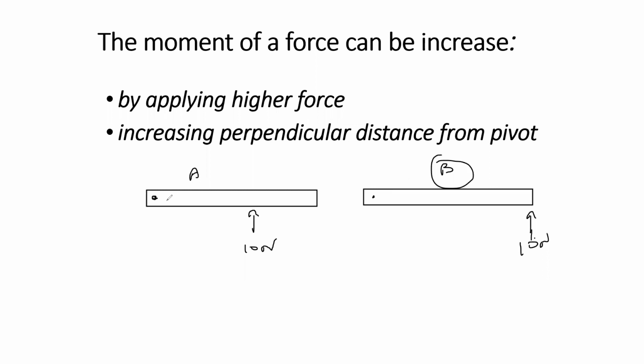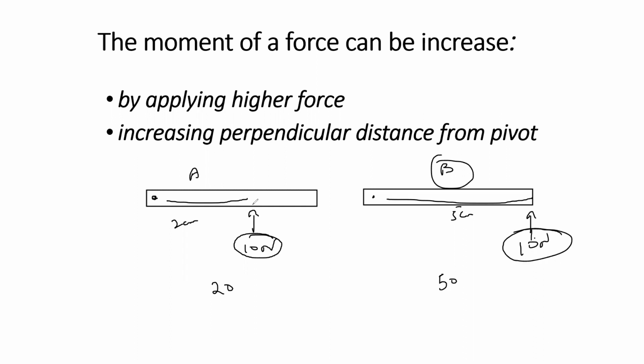Why? Because A has a shorter distance, for example 2 centimeter, and B has a longer distance, for example 5. So 2 multiplied by 10 is 20, and 5 multiplied by 10 is 50. So B will have a greater moment. Yeah, the total length is the same. That's a good question, Abdullah, that they have the same total length. But the point where we are applying a force will decide the moment.